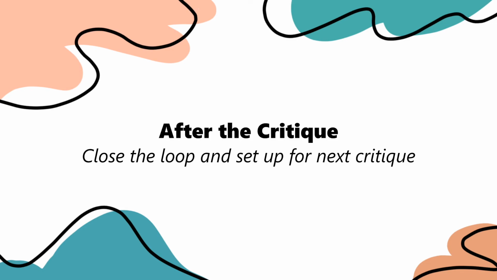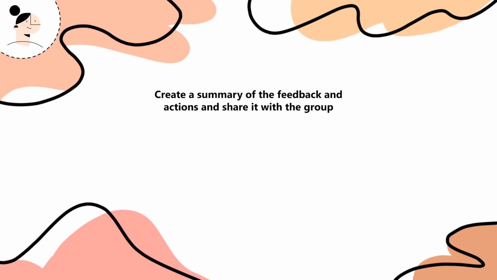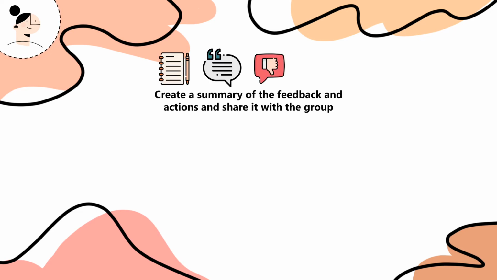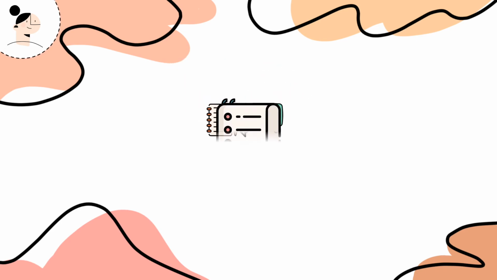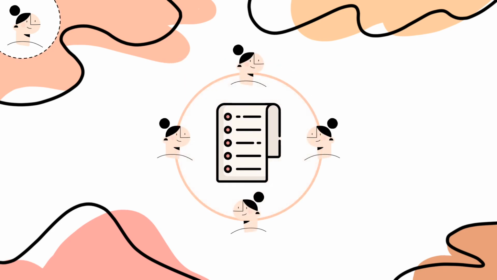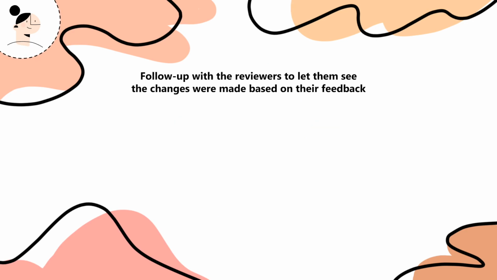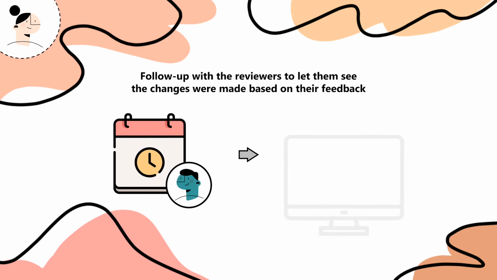The presenters should create a summary of the feedback and action items and share it with the group. This helps all participants and team members who couldn't attend the session understand the output. After that, schedule a follow-up with the reviewers to let them see the changes were made based on their feedback.